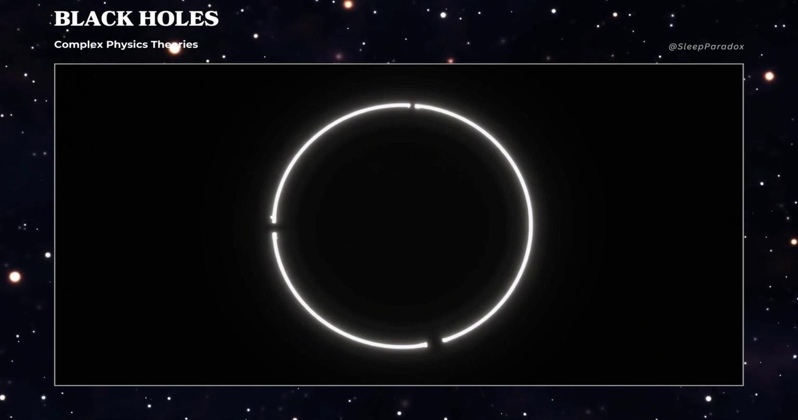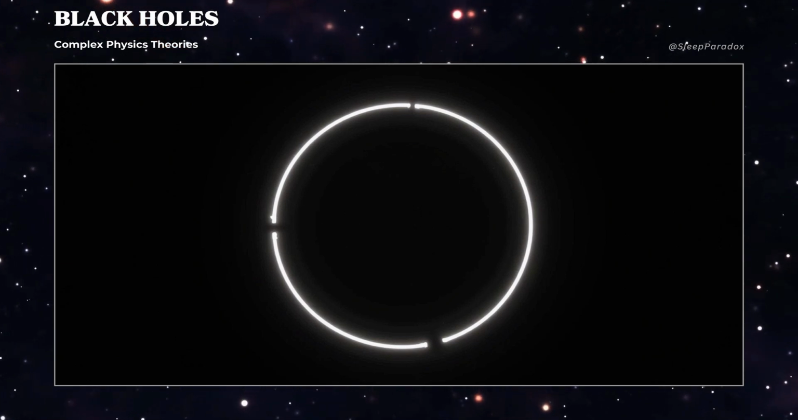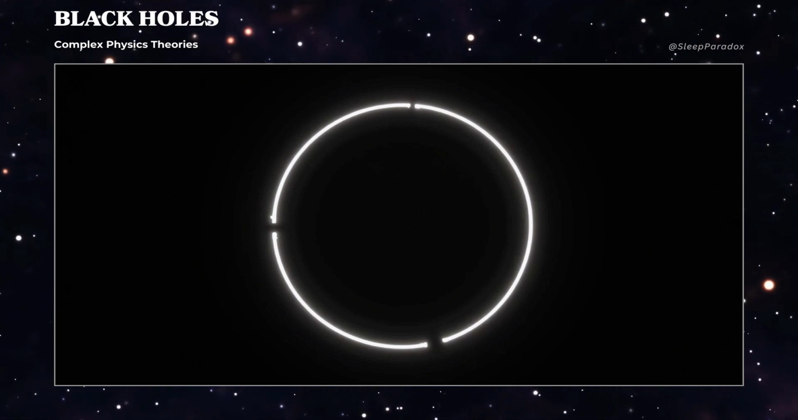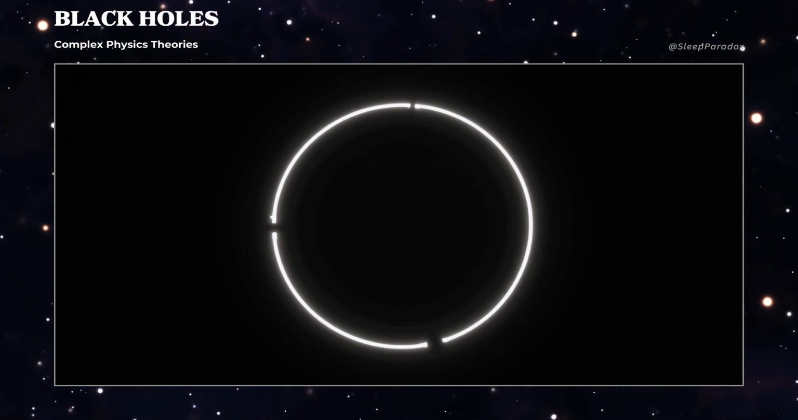Surrounding the singularity is the event horizon. This is the boundary beyond which nothing can return. It's not a physical surface, but a one-way edge in space.